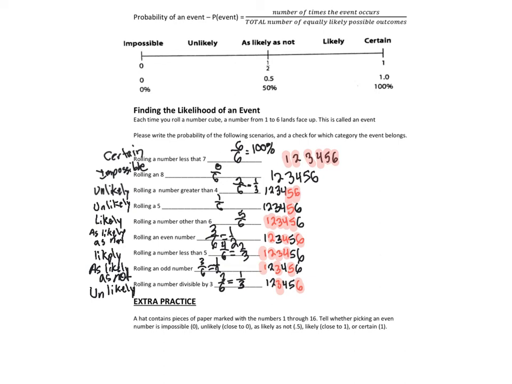All right, let's look at our last question. A hat contains pieces of paper marked with the numbers 1 through 16. Tell whether picking an even number is impossible, unlikely, as likely as not, likely, or certain. So we can number out all of our options and highlight the ones, or we can think about how many numbers are there and how many of them are even. Since we're just starting out with probability, I'm going to go ahead and write out our options. So write out 1 through 16.